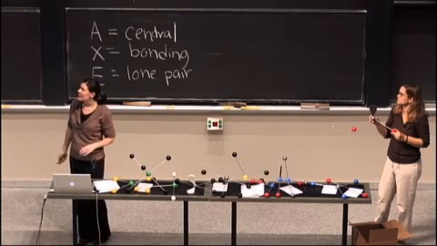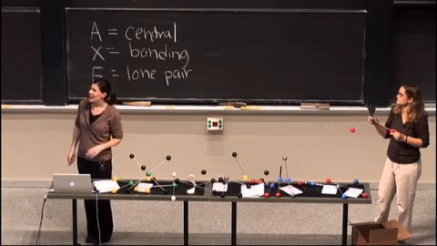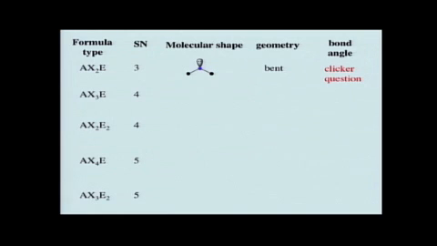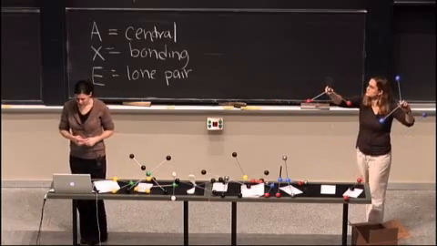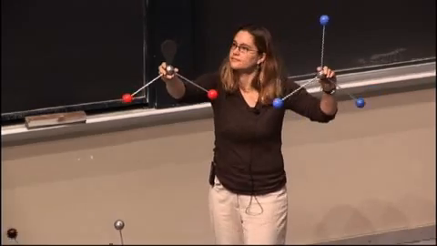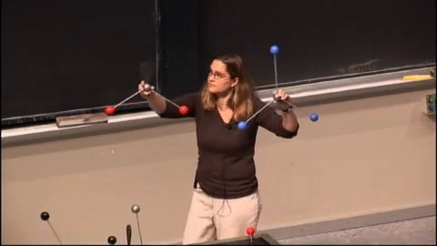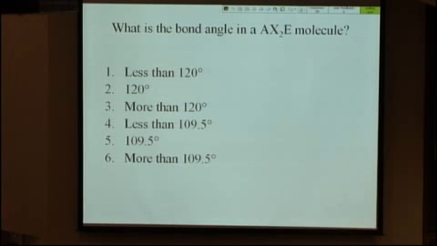So for example, let's start talking about different types that have lone pairs in them. First of all, thinking about AX2E. So we have one lone pair, and the geometry here is bent. And I want you, thinking about lone pair repulsion, to tell us what you think the angle between these bonds is going to be. And let's take 10 seconds on that.